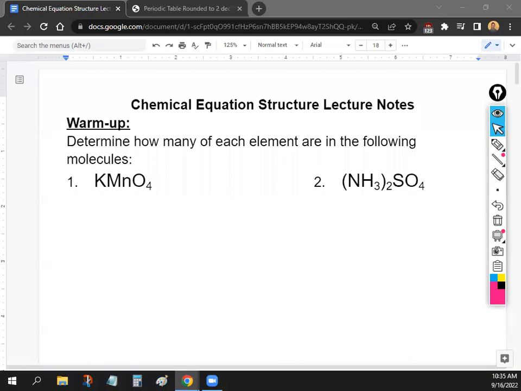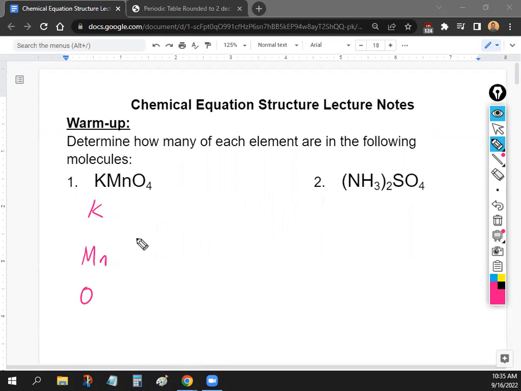So let's start off by reviewing very quickly how to count the elements inside of a molecule. So if we look here, we got KMnO4. What we want to do is count the capital letters and count those up. The capital letters are K, Mn, and O. So potassium, manganese, and oxygen.